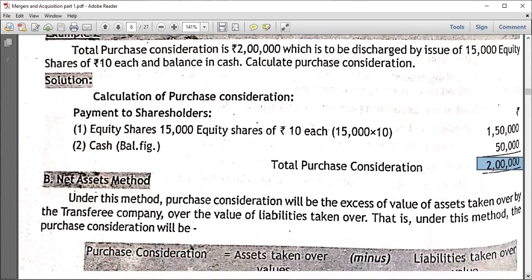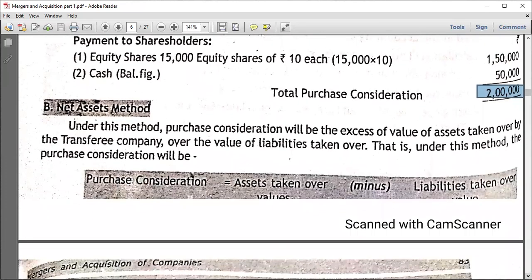Now we'll go to net asset method. This is very, very important. Now we are done with lump sum. There are 3 methods: lump sum method, net asset method, net payment method. We are done with lump sum. We'll go to net asset method.